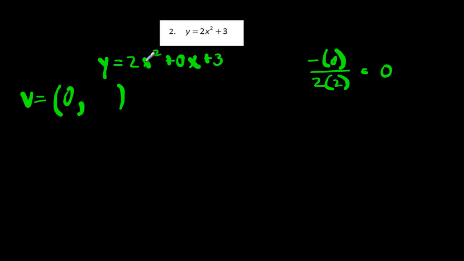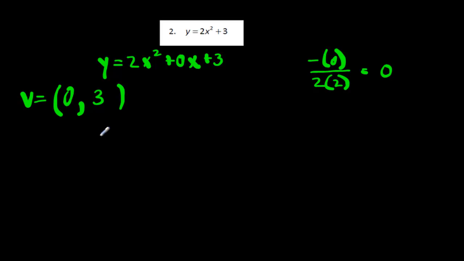When I plug in 0 in here, it's going to eliminate all this, and it's going to eliminate all that because we're multiplying by 0. So it's just going to be 3. 0 squared is 0. 0 times 2 is 0. 0 times 0 is 0. I'm saying 0 way too many times here. 0 plus 0 is 0. 0 plus 3 is 3. So there's our vertex, 0, comma 3.